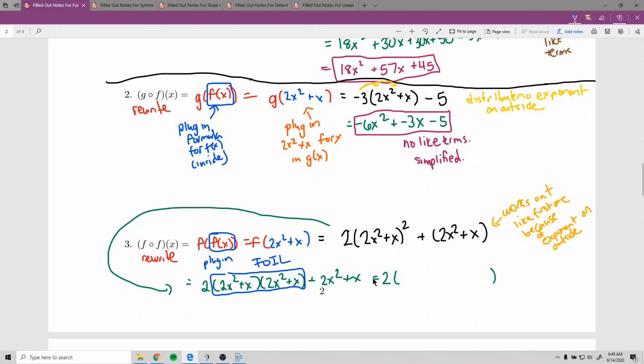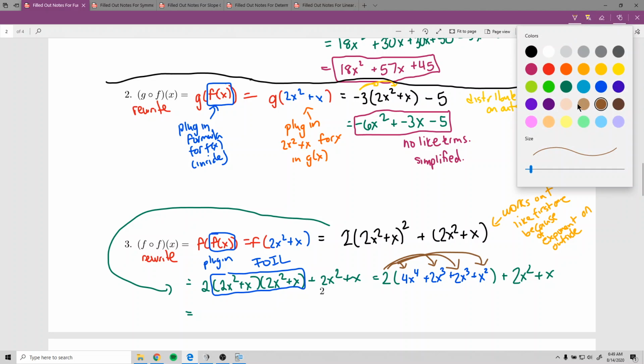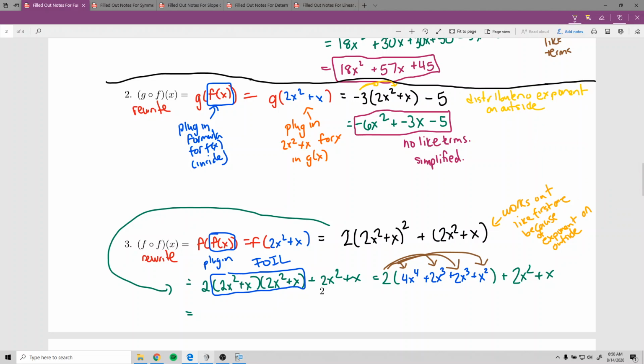2x squared times 2x squared is 4x to the 4th, plus 2x squared times x is 2x cubed, plus x times 2x squared is 2x cubed, plus x times x is x squared. Then we add the 2x squared plus x on at the end. Now we can distribute the 2 because the exponent on the outside is gone.